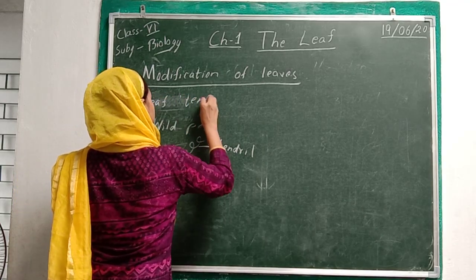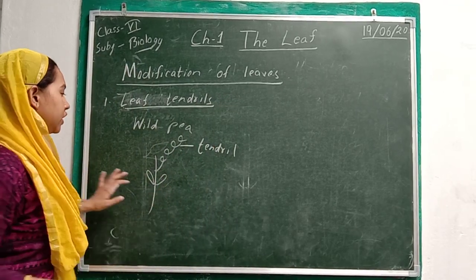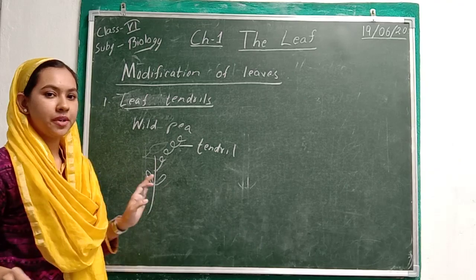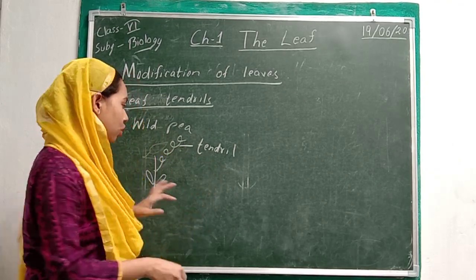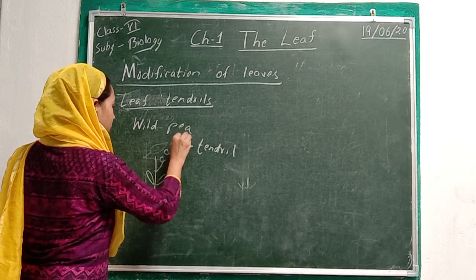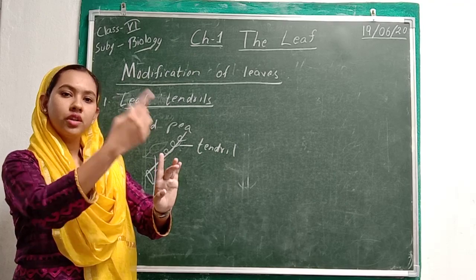Leaf tendrils. If you see wild peas, where these kinds of structures are present, you will see that the stem is not strong enough. It cannot just stand. So it needs what? It needs support. If you place a stick like this here, it will coil around the stick.